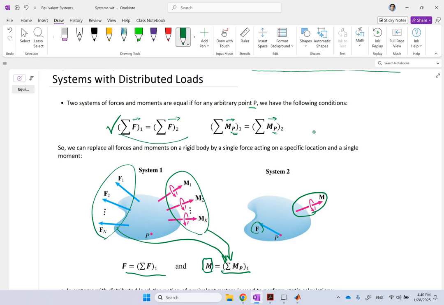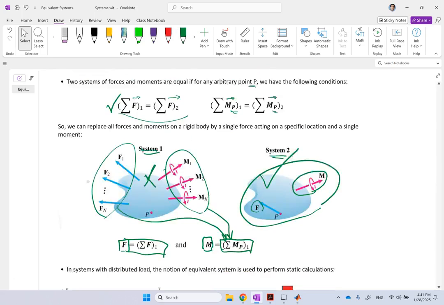So if I can find this equivalent couple to be equal to the sum of the moments of all these individual couples and individual forces in system one, and this equivalent force to be the sum of all those forces, then guess what? I can say system one and system two are equivalent. So I can replace all of those forces and all of the moments with one force and one couple, and this is much easier to deal with than this one. So I picked this rather than this. It's much easier to deal with one force and one couple.